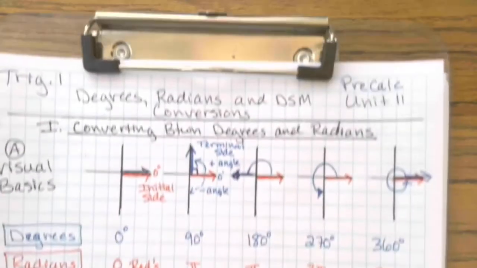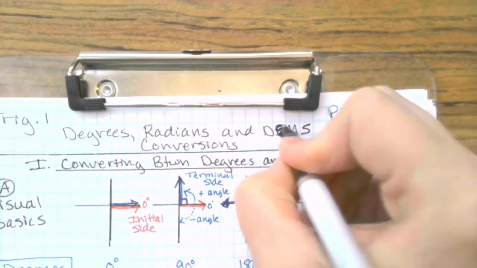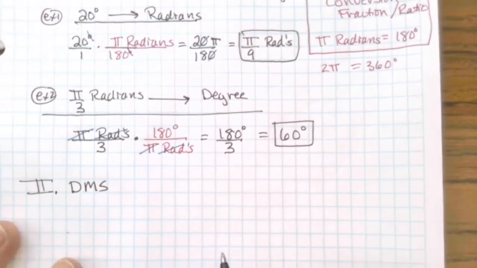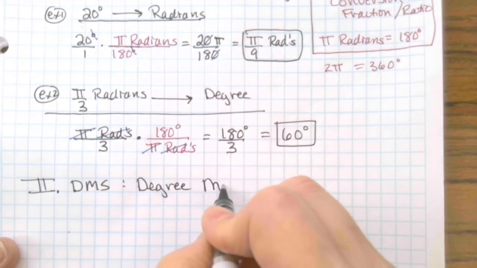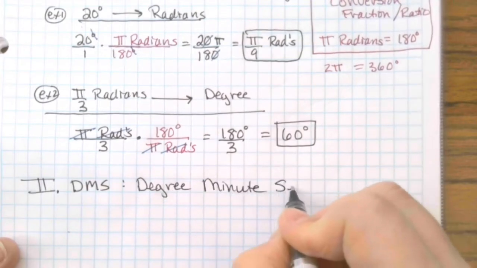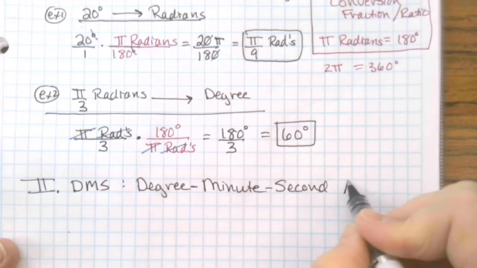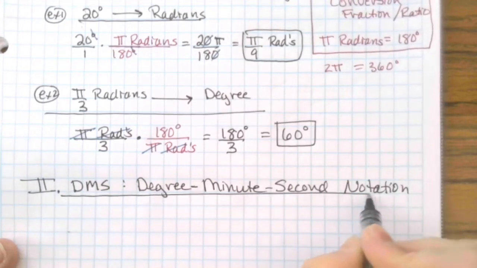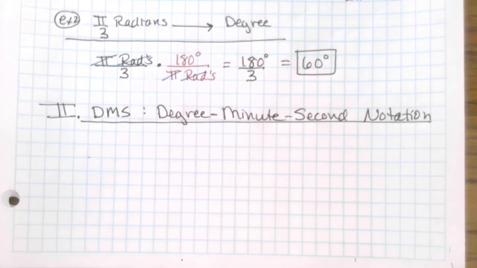DMS, and I just realized I put DSM in the title. It should be DMS. Good grief. There we go. DMS notation means degree, minute, second notation. We say DMS for short. But what it does is it allows us to be a lot more exact without going fractional on our angles.